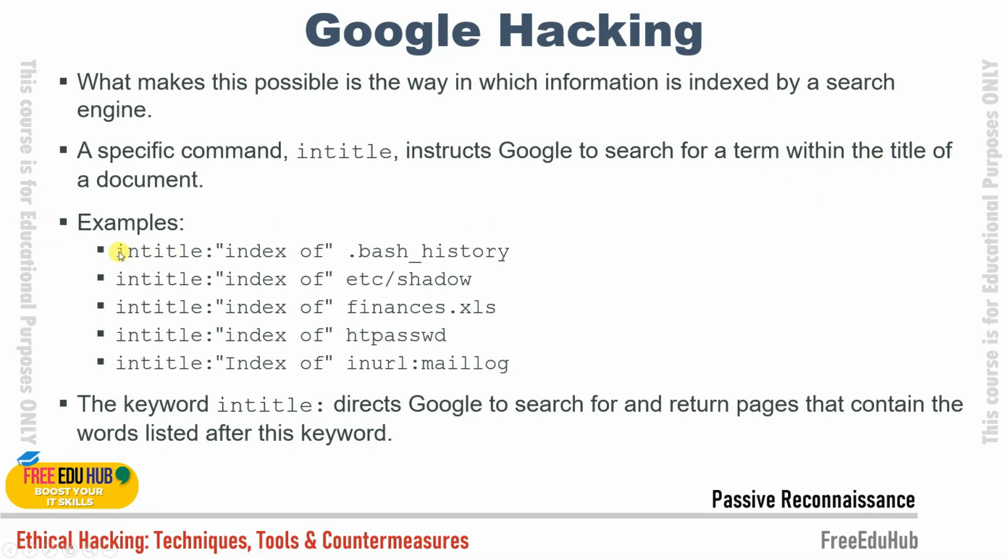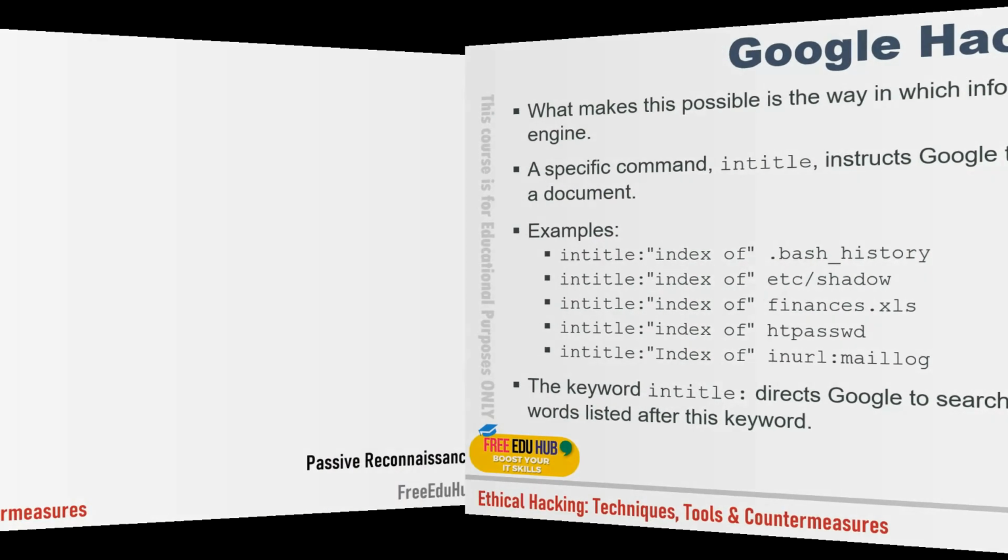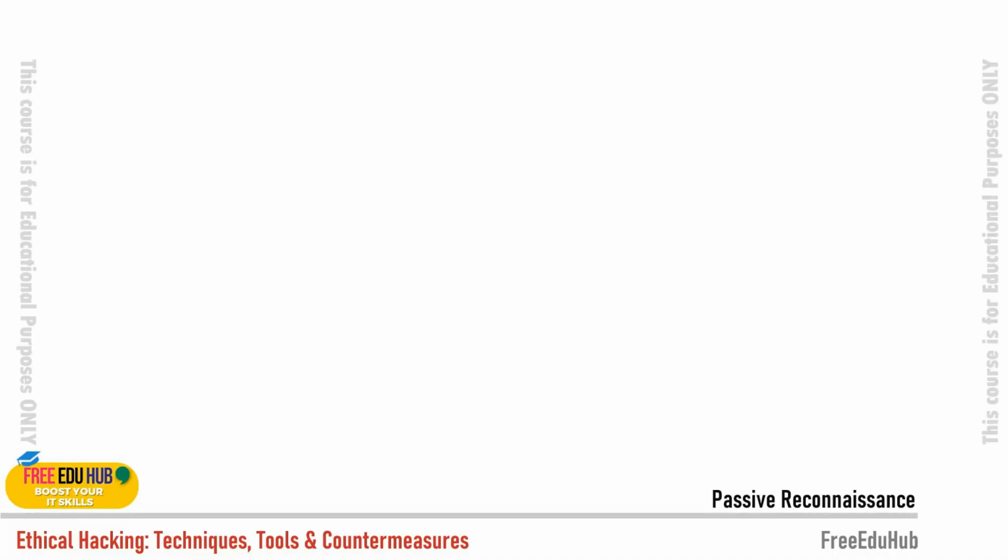So if you search in Google directly with intitle and then index of and bash history, you'll get lots of information from different websites. Same goes for index of /etc/shadow in a folder, things related to Excel files, related to finance, htpasswd, mail logs, etc. So whenever you type a keyword in intitle, it directs Google to search for and return the pages that contain the words listed in the keyword, as mentioned in the search results.